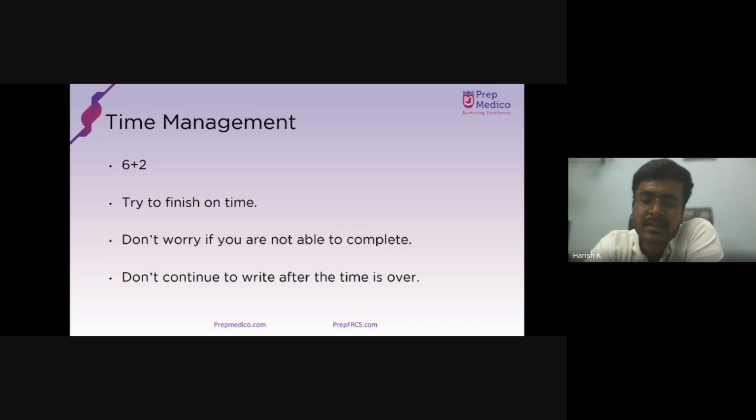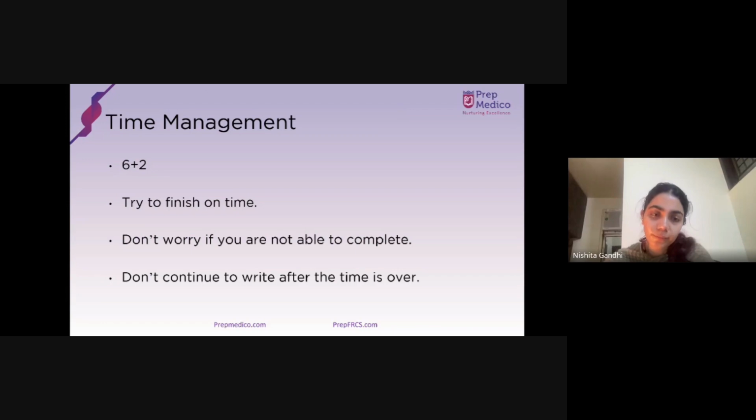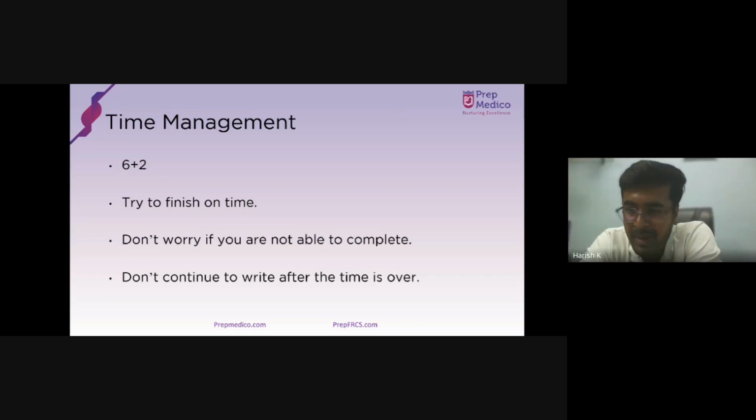That's fine. But the thing is, take the printouts and start practicing from today. Once you start practicing, you'll have lots of doubts: what should I write here, and what should I not write. There'll be a lot of things. So start practicing from today. Don't think you'll do it in the last few days.